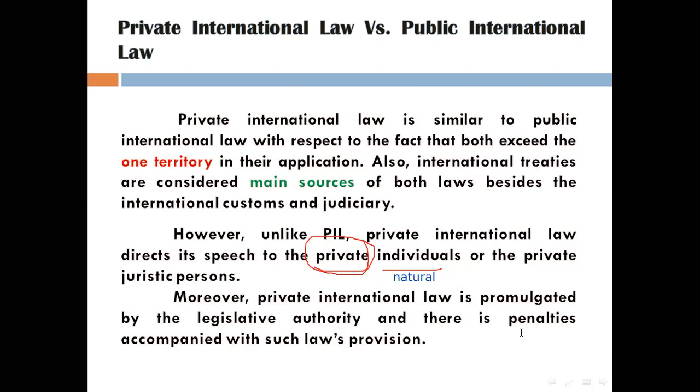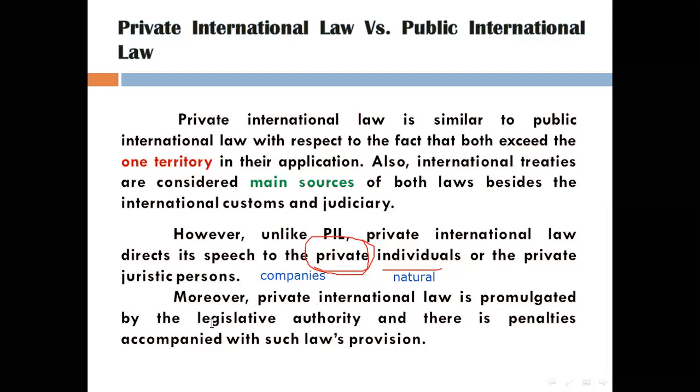So both are private persons, whether individuals as natural persons, or juristic persons or legal persons, like companies, for example. Companies can be part of the clashes in the field of private international law, simply because they are private. That's why private international law is called private: it directs its speech to private individuals and private juristic persons. And this is one of the differences between private international law and public international law, because public international law directs its speech to international actors, in the first place the states. However, private international law directs its speech to individuals and juristic persons like companies, but it has nothing to do with the states.